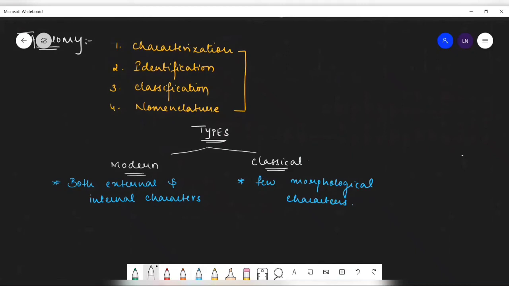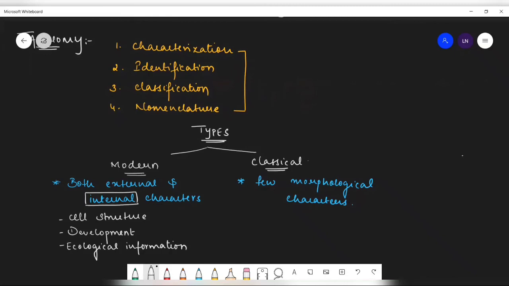Now, I spoke about internal characters. External we understand, isn't it? It is based upon how the organism looks, what its features are. Now, what are internal characters? What are we depending upon? We depend upon the cell structure, how the cell is developing, that means the development, and we also depend upon the ecological information. These are the internal characters they basically look for. Clear to all of you? Any doubts here? Okay, now let's go to the next.